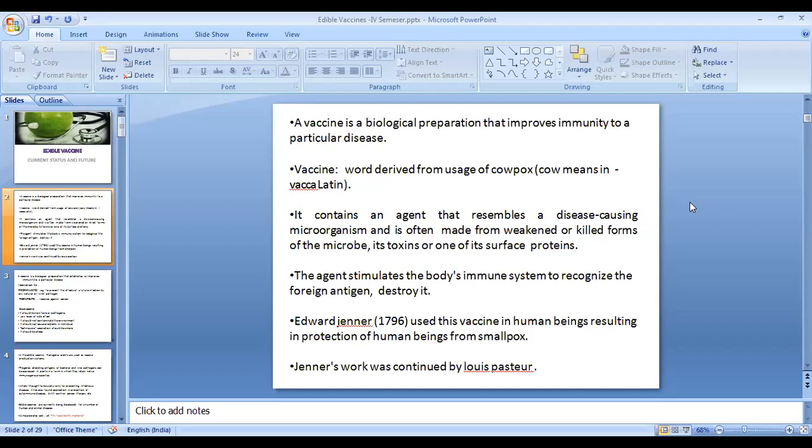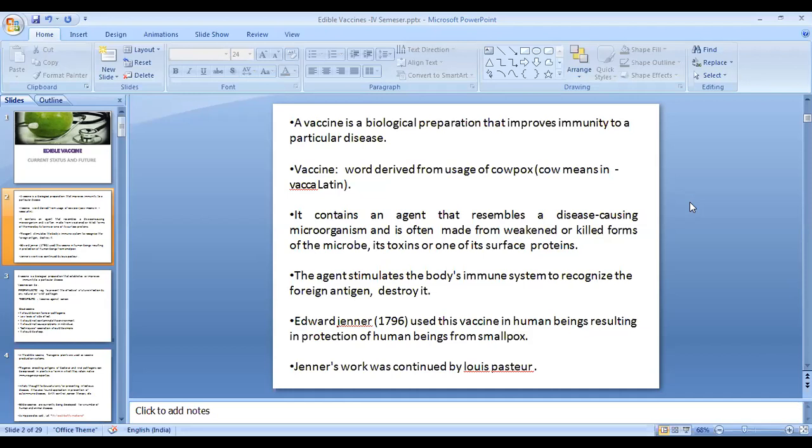The vaccine may contain live microorganisms or attenuated microorganisms. What do we mean by attenuated? That means it is like half killed. That means its pathogenicity is retained. That is called the attenuated vaccine, which contains the weakened or killed forms of the microbes. Or otherwise, they may contain their toxins, that is nothing but their metabolic waste products, maybe endotoxins or exotoxins, or one of its surface proteins.